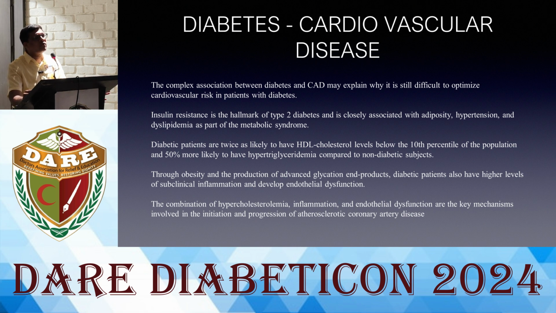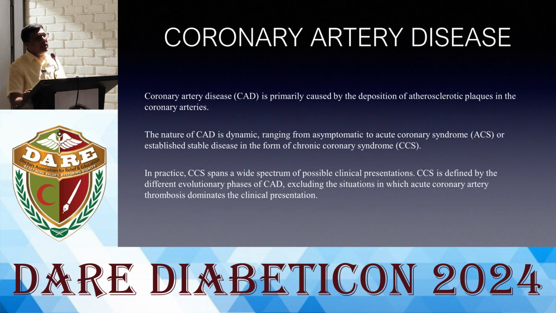Also because of the obesity and the advanced glycosylation end products, diabetic patients have a higher level of subclinical inflammation, and they tend to develop endothelial dysfunction early, which is very predominant. So this combination of hypercholesterolemia, inflammation and endothelial dysfunction, what we call a triad, are the key mechanisms for the initiation and progression of atherosclerotic coronary heart disease. As we see, it is primarily caused by deposition of atherosclerotic plaques in the heart.